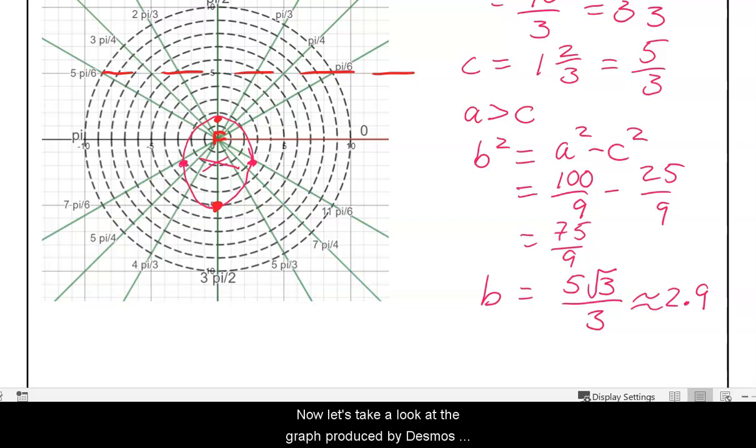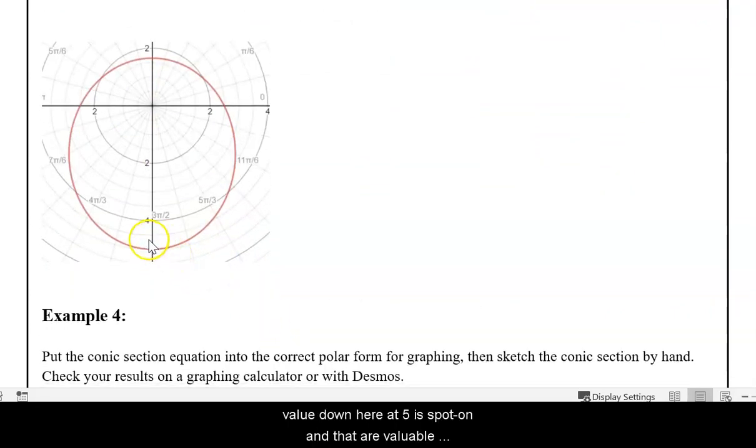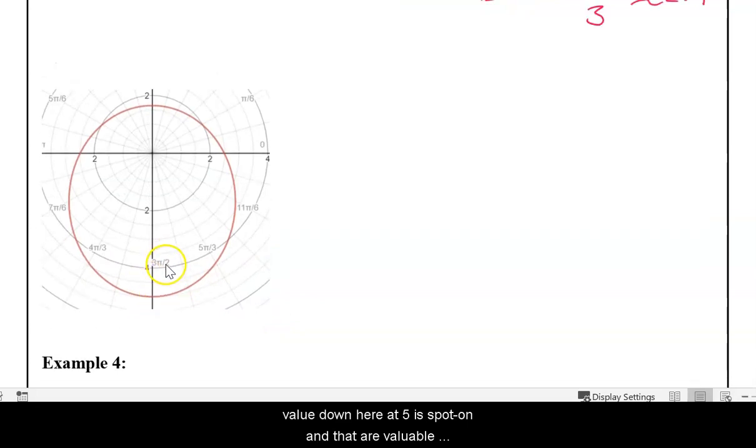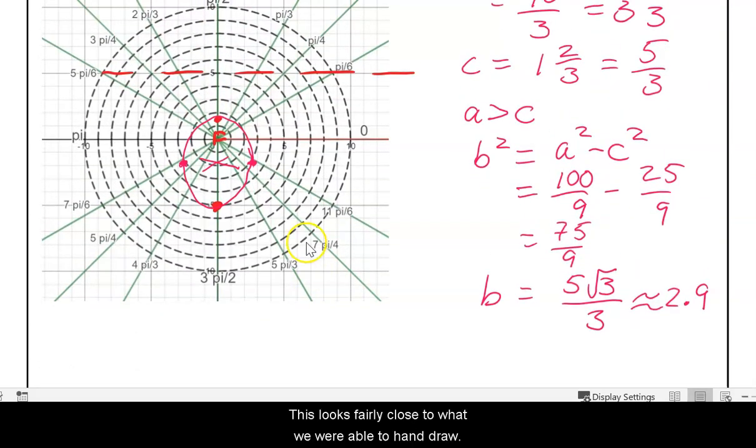Now let's take a look at the graph produced by Desmos and see how close we got. Again, we did fairly well. You'll notice, of course, that our value down here at 5 is spot on, and that our value up here is also spot on. This looks fairly close to what we were able to hand draw.